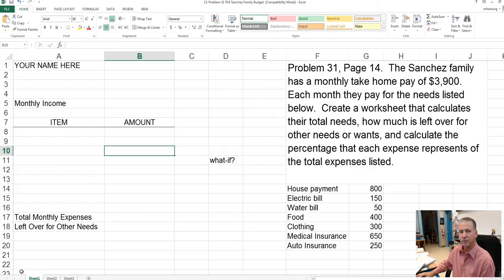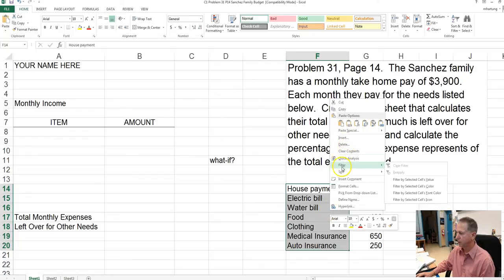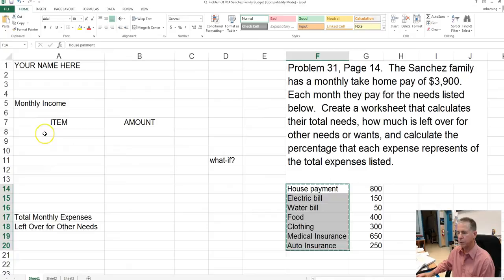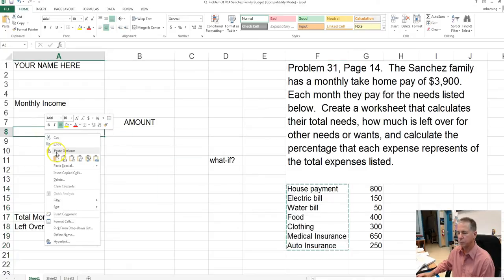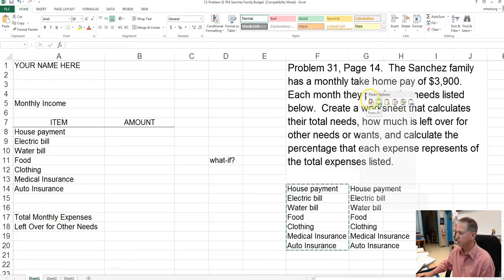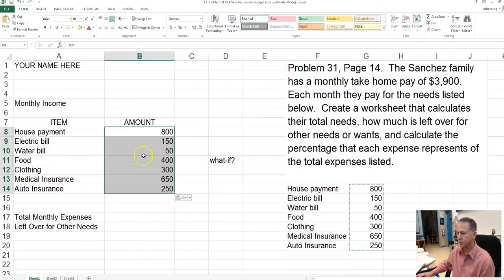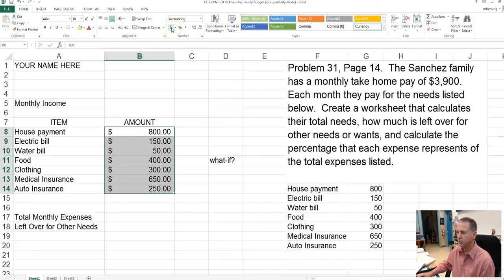So first step is to list all of our expenses, and we can do this real quickly because we have them listed here for us already. So what we can do is simply highlight those and copy, and then paste those into our budget. There they are. And then we can do the same thing with the dollar amounts. And then we can format those with a dollar sign. Decrease our decimals by 2 places.